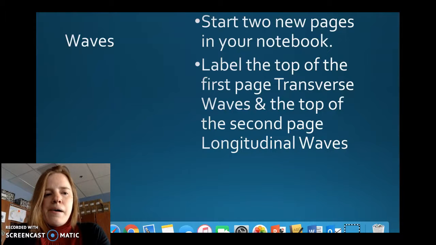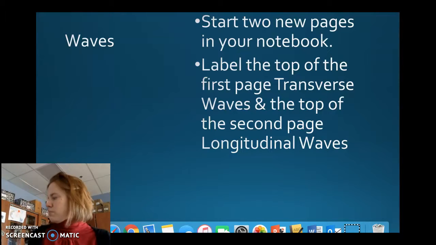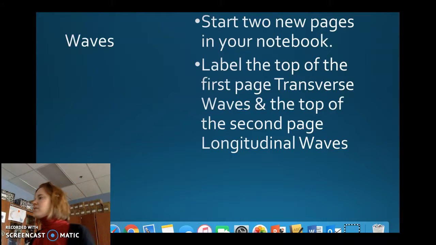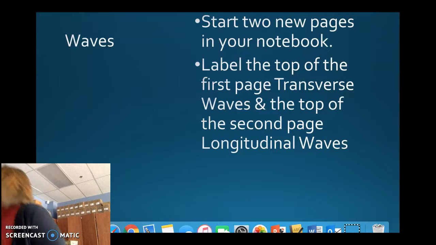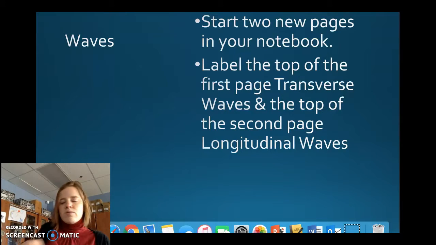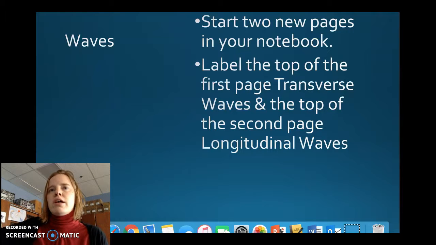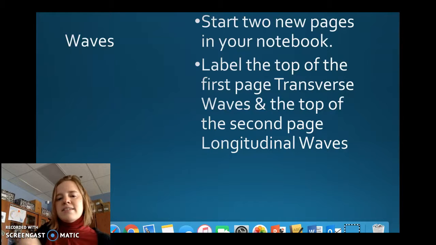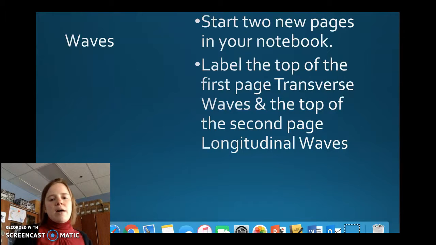So, without further ado, we're going to do 2 notebook pages, and there's not going to be a ton of notes, but there are 2 things that we're going to be pasting into your notebook, and they're just going to take up 2 pages. So, I am going to just have you start 2 pages of notes, 30 and 31. On the top of 30, you're going to write transverse waves, and on the top of 31, you'll write longitudinal waves.